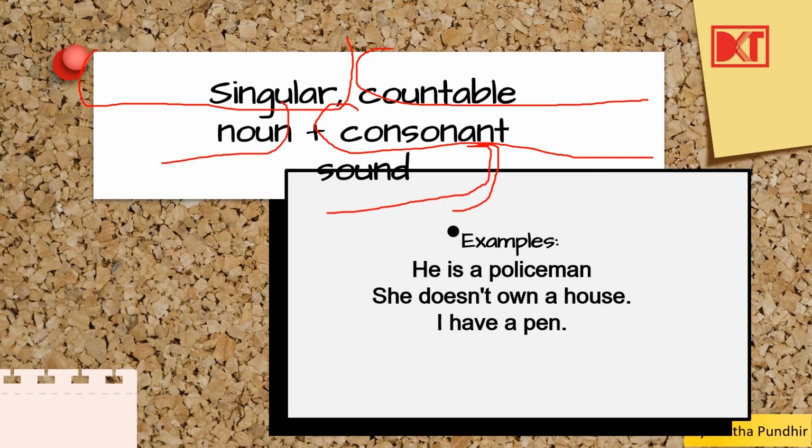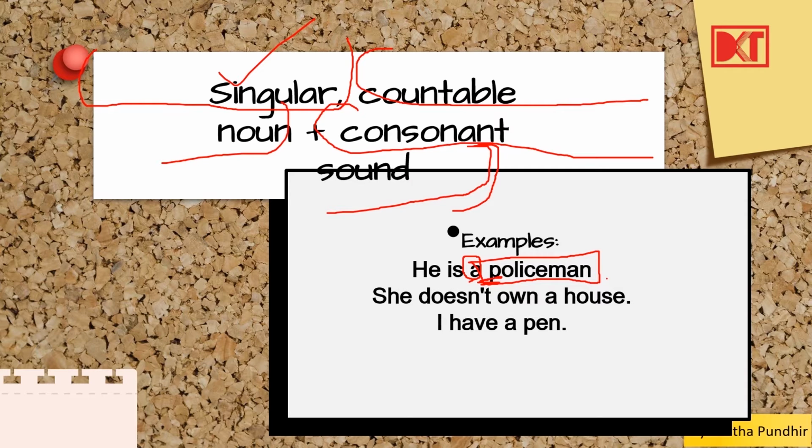Here the article being used is a. Now let's see why is a being used. You see the noun. The noun here is singular. Singular matlab it is only one policeman that we're talking about. We're not talking about multiple policemen, right? Singular ho gaya. Then it is countable because you can count the policeman is only one. And consonant sound because policeman starts with per, that this sound is a consonant sound. So we are using a.